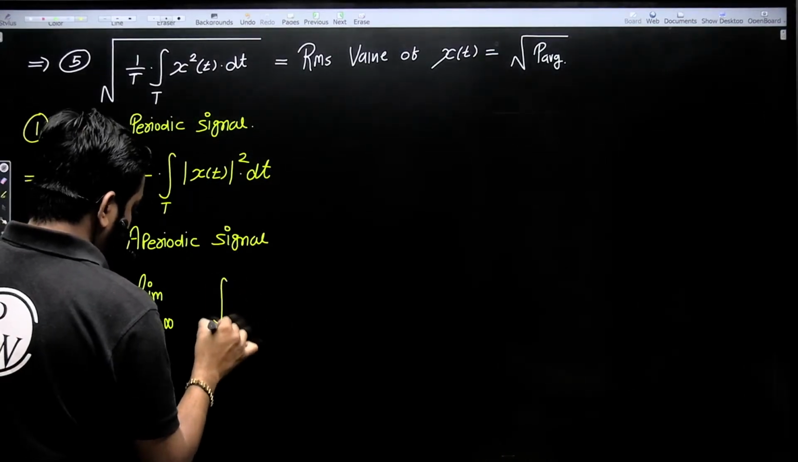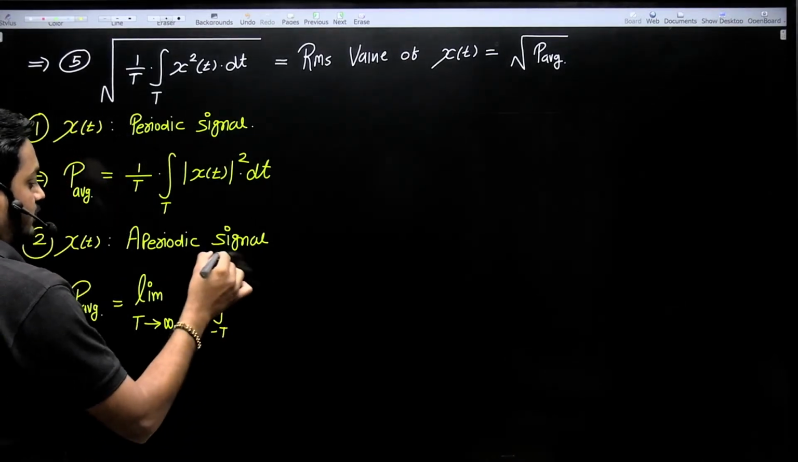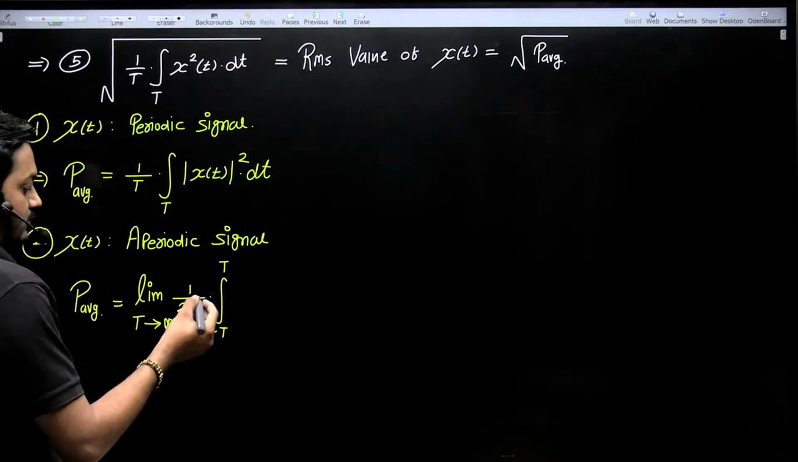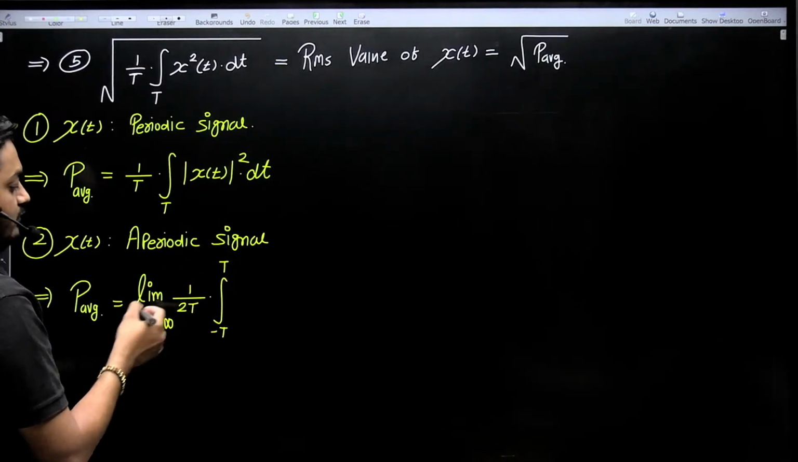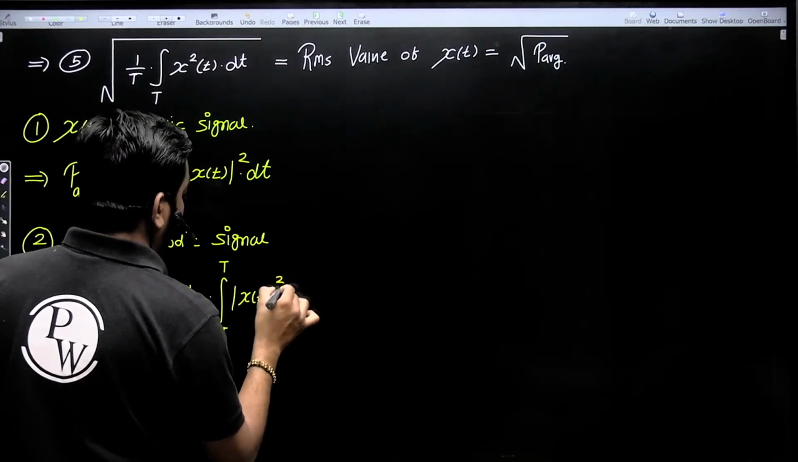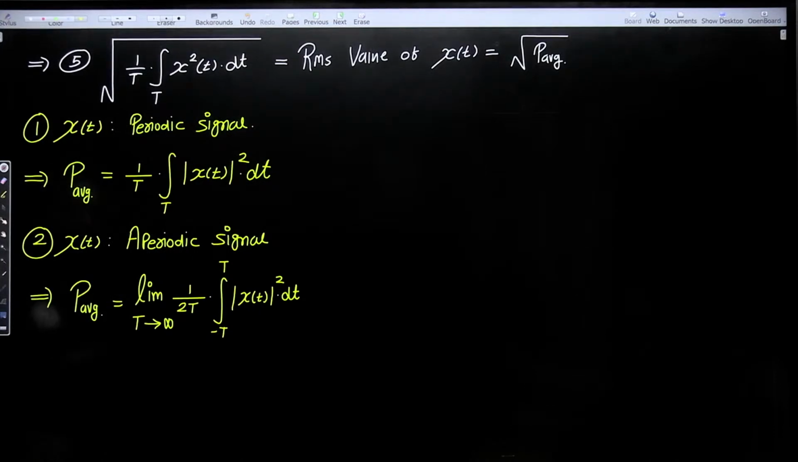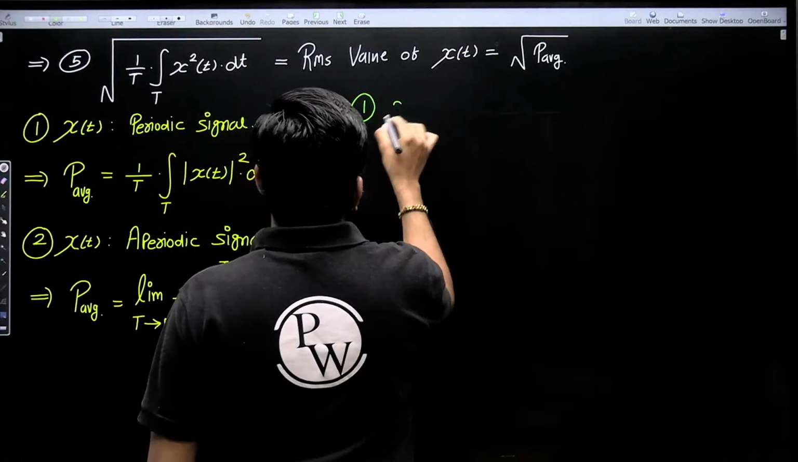Now integration from minus T to plus T for simplicity. So as minus T to plus T, here it is divided by 2T, guys, total. Suppose 0 to T, then 1 by T. Minus 2T to plus 2T, 1 by 4T. Again mod x of t square dt. This is the formula to calculate power of an aperiodic signal. Clear?